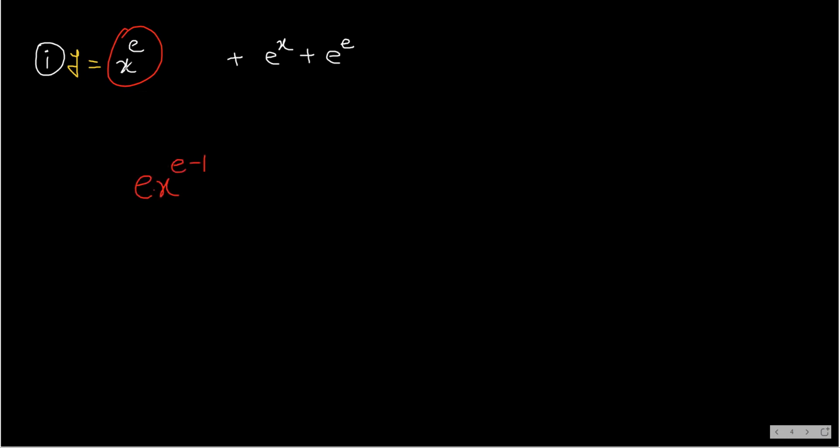Because it is of what type? x raised to n type. So its derivative would be e x raised to e minus 1. This is e raised to x. The derivative would be simply e raised to x. And this is e raised to e, which is a constant. So its derivative will be 0.